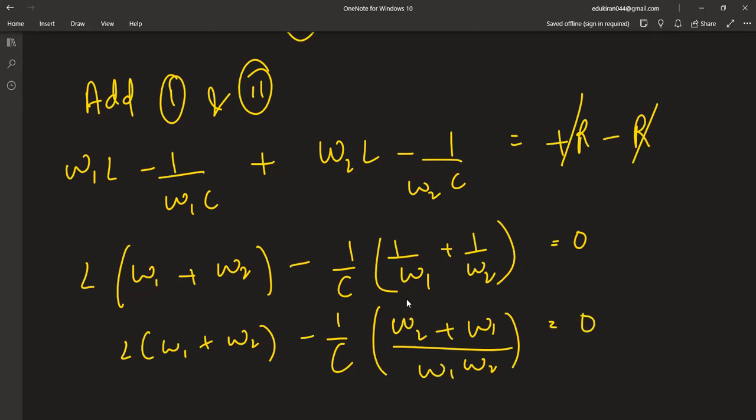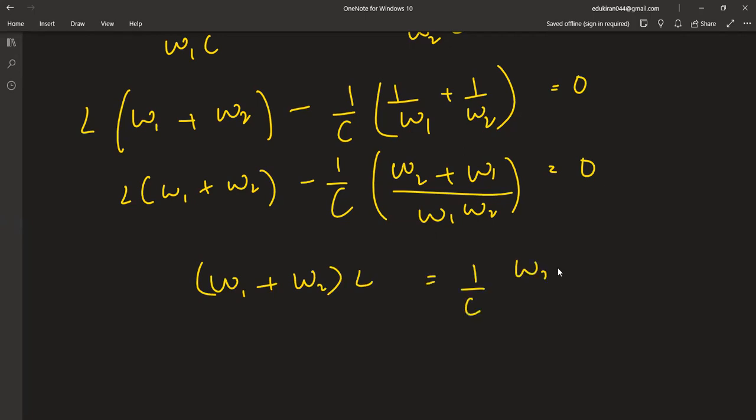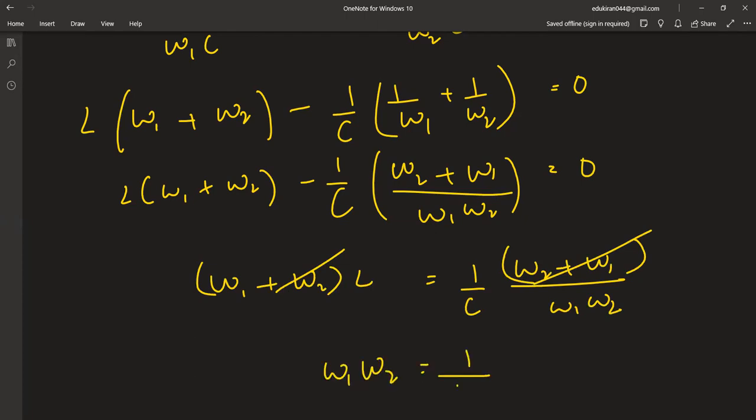So if this is equal to 0, I can bring this entire term to the right hand side. Right, class? This can be brought to the other side so as to make it positive. So omega 1 into omega 2 L is equal to 1 by C omega 2 plus omega 1 divided by omega 1 into omega 2. Omega 1 plus omega 2 will be cancelled from both the sides. So omega 1 into omega 2 is equal to 1 by LC.